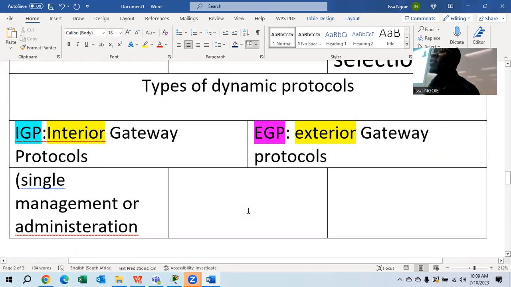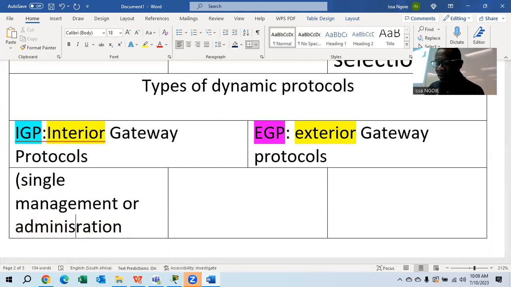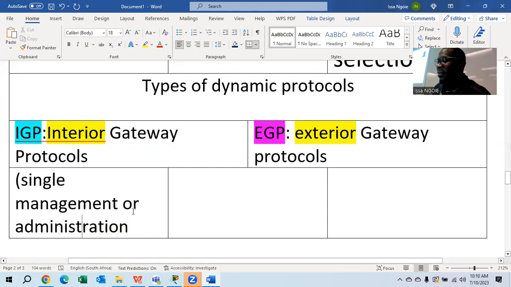Single management or administration. What does it mean by this one? It means that your company will be responsible of what? Of this type of routing protocols. You understand? Your company will be managing those routers, those routing protocols. So when you go for interior, you took this type of protocol, it means you are going to manage those routers, those routing protocols, it's you, right?